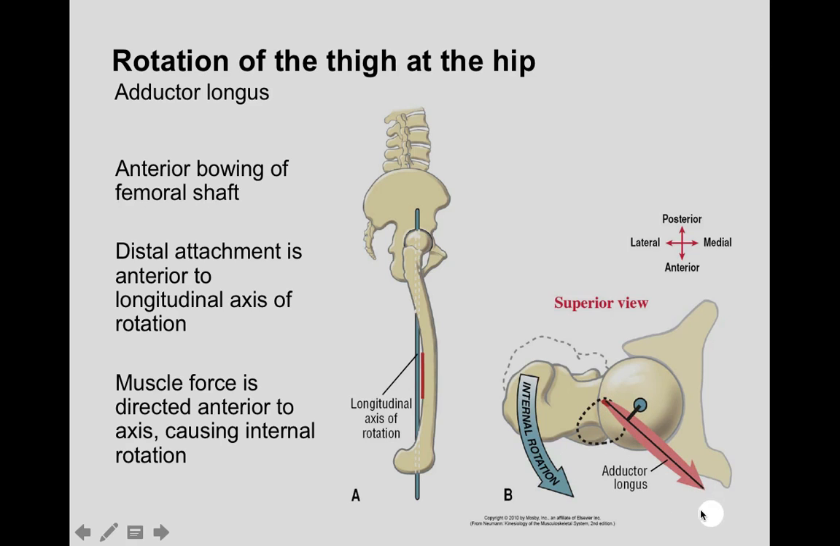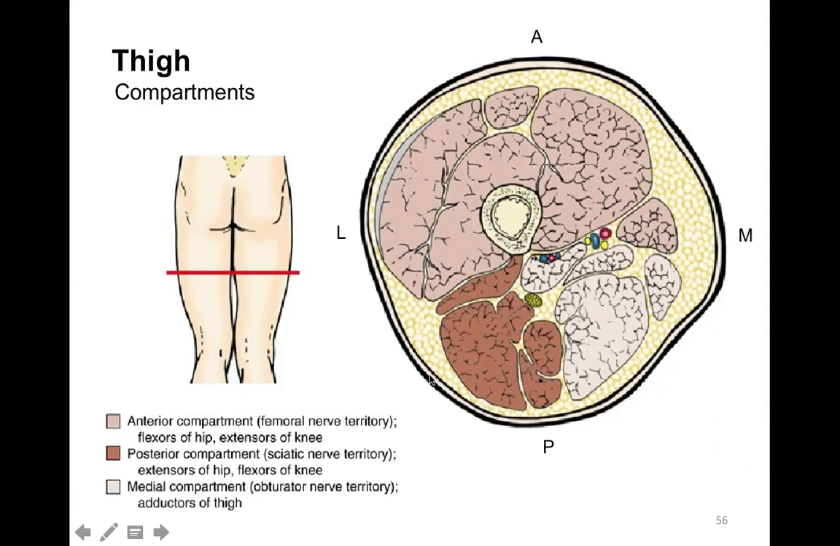This is anterior in this situation. Refer to the key here. This is posterior back here. So when adductor longus shortens, it is actually going to cause internal rotation. And that's, again, due to the anterior bowing of the femoral shaft.